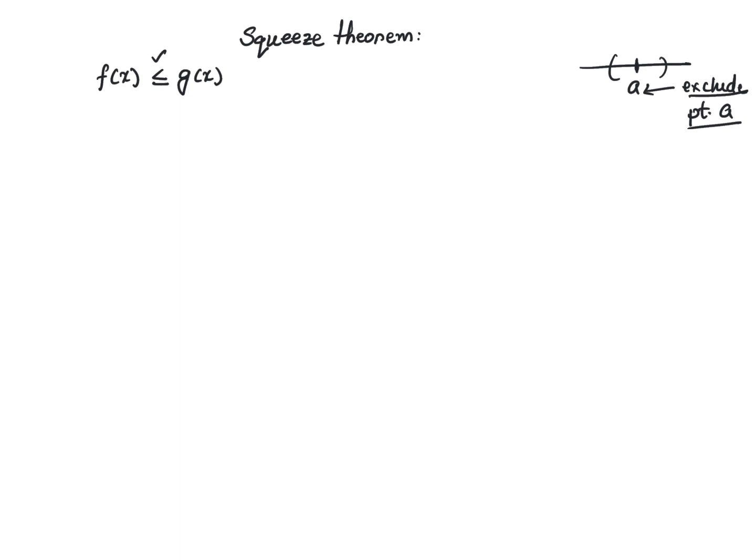If that is the case, by the way, we could say the following. Limit as x approaches A of f of x is less than or equal to limit as x approaches A of g of x.